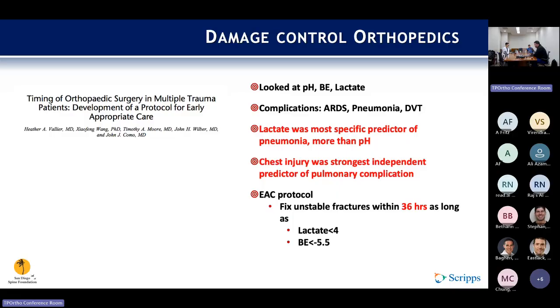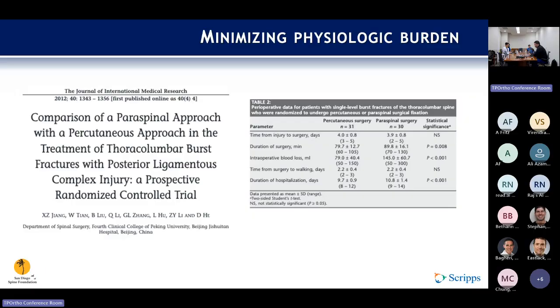This paper looked at pH, base excess, lactate, and complications, with the complications being ARDS, pneumonia, and DVTs. Lactate was the most specific predictor of pneumonia. Chest injuries were the strongest independent predictor of pulmonary complications. And then early appropriate care protocol: you want to fix unstable fractures within 36 hours as long as the lactate is less than 4 and base excess is greater than negative 5.5. So minimizing the physiologic burden.